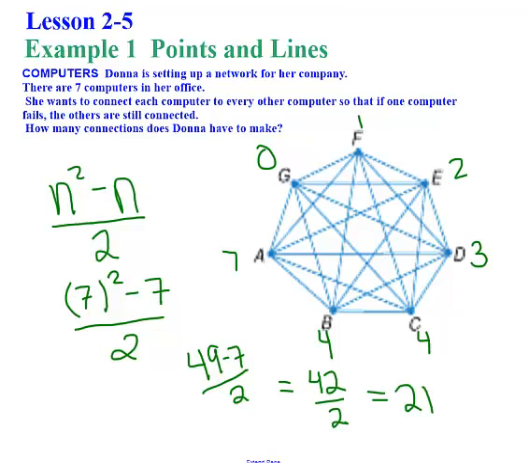In the figure, line segments AB, AC, AD, AE, AF, AG, BC, BD, BE, BF, BG, CD, CE, CF, CG, DE, DF, DG, EF, EG, and FG each represent a connection between 2 computers. There are 7 computers, so there will be 21 connections among the 7 computers.